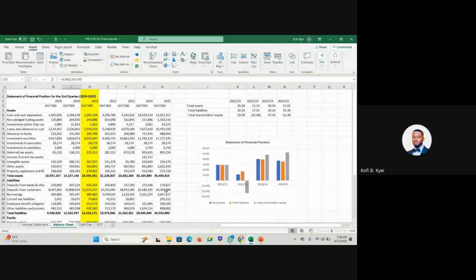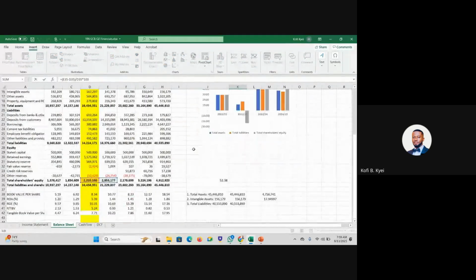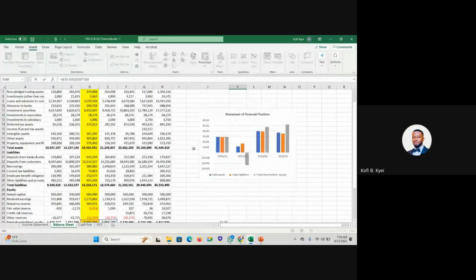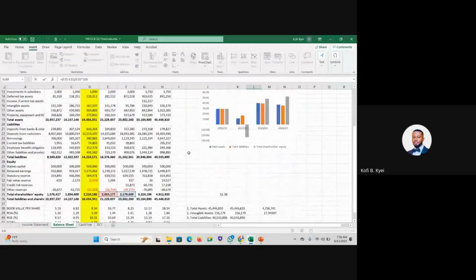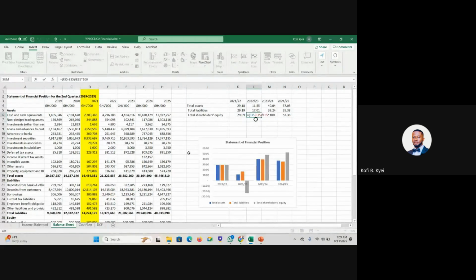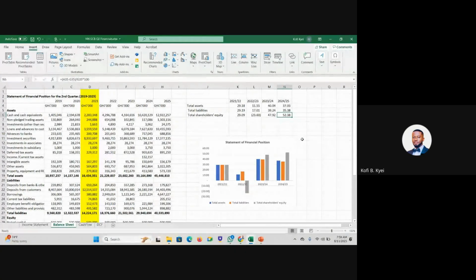But from what we can see, shareholders of GCB, it looks like they've gone through a roller coaster over the period, because you can see 29% growth between 2021 and 2022. Then it dips between 2022 and 2023. But there was a rebound between 2023 and 2024, and it's continuing in 2024 and 2025. So it's 52.38%.